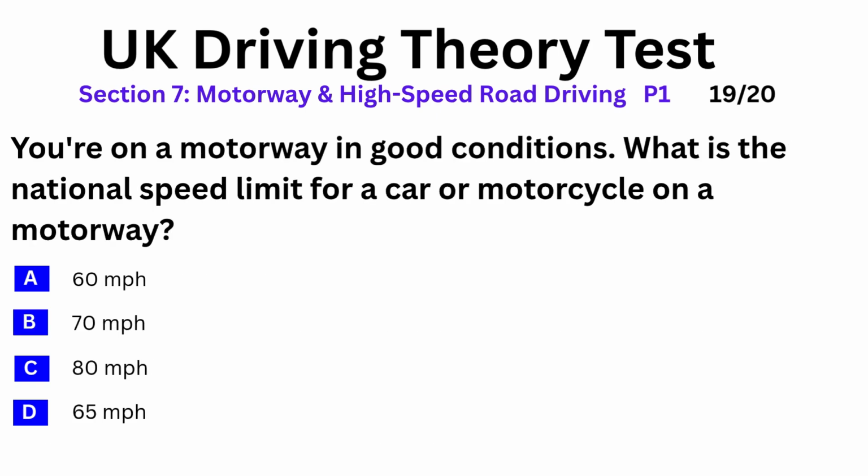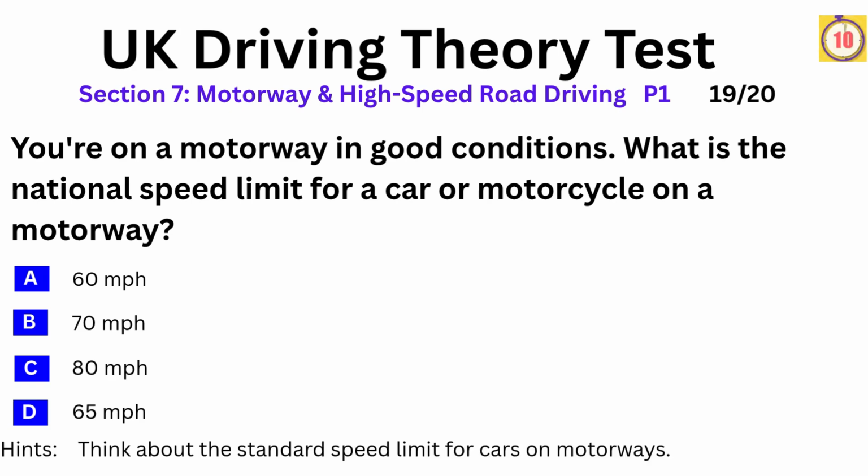You're on a motorway in good conditions. What is the national speed limit for a car or motorcycle on a motorway? Correct answer is B, 70 miles per hour.